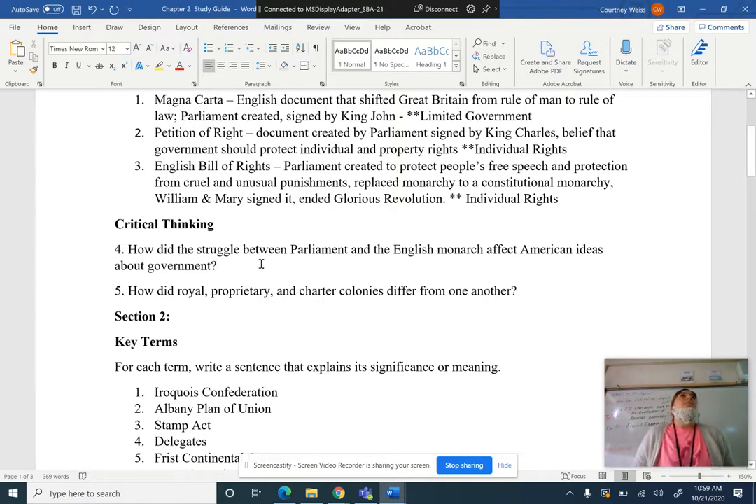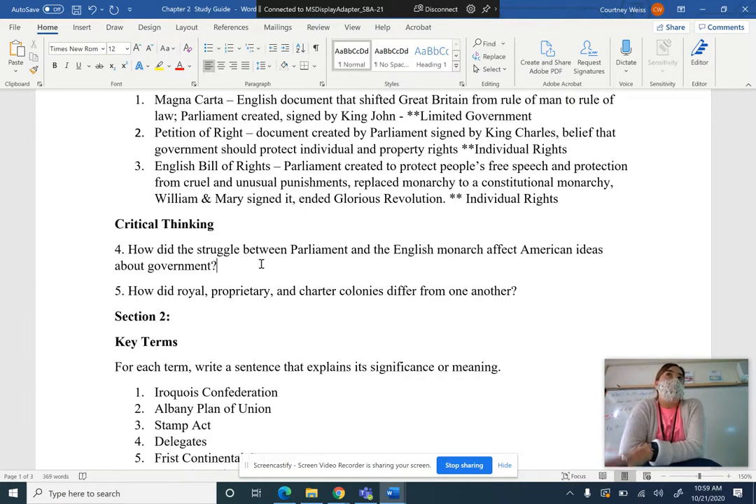Girls, given that each of these documents ended up trying to stop the throne from exercising too much power against the people, because that was the main problem, that the people felt oppressed by the government, being the monarch, and the monarch was violating their rights. With this being said, what was the struggle between Parliament and the English monarch?